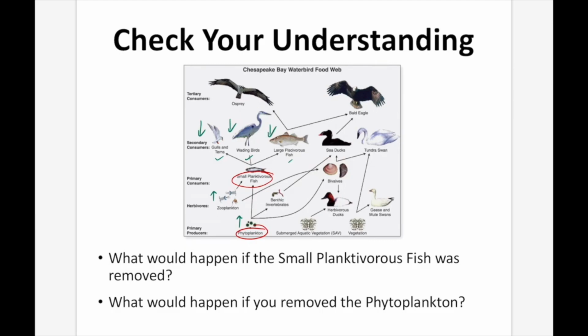Now, if we remove the phytoplankton, the species that eat it are also going to go down. So the small planktivorous fish, that population is going to go down. The benthic invertebrates, they're going to go down. And the bivalves, they're going to go down as well. So things that consume the phytoplankton are going to decrease in population size because the food source is no longer there.